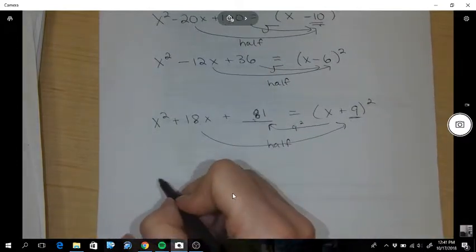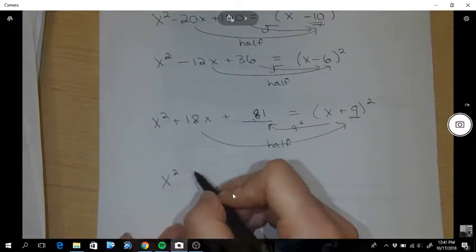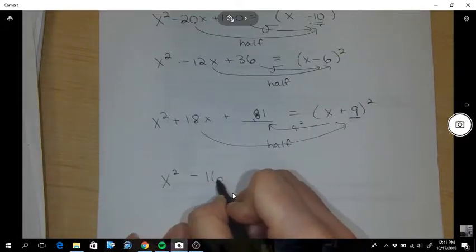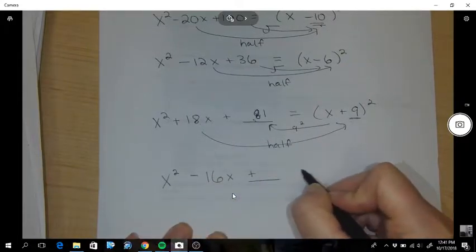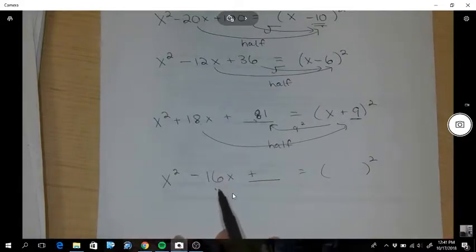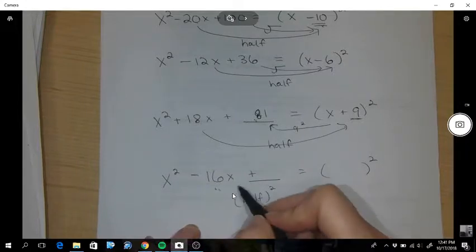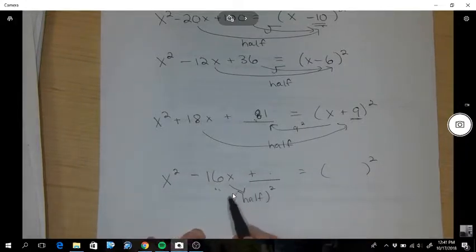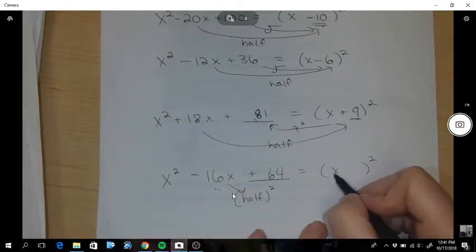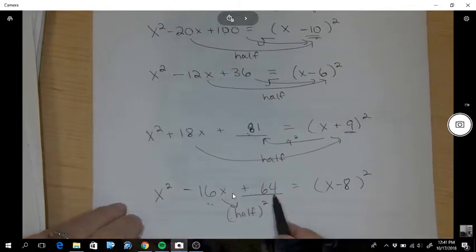Okay, let's try one more. So take half of this and then square it. So negative 8 squared, you should get a 64, and (x - 8)². Okay, so this is the process of completing the square.